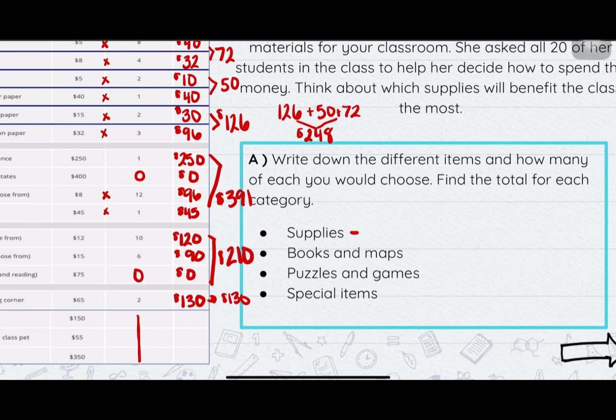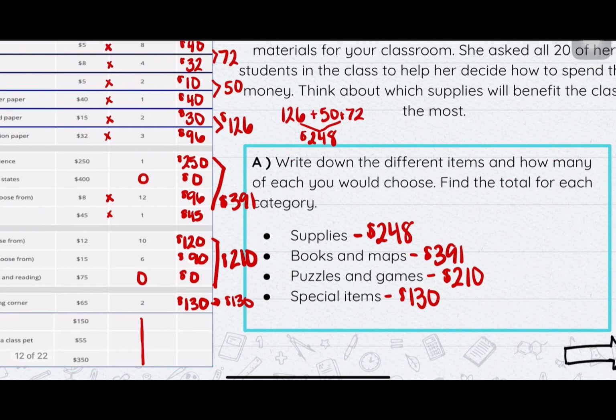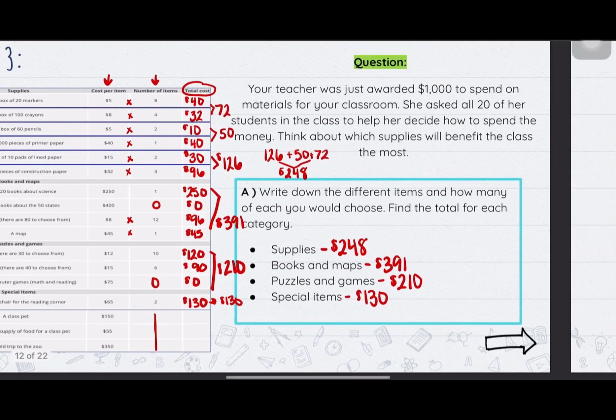Supplies, we had a total of $248. For books and maps, we had a total of $391. And for puzzles and games, we had a total of $210. Special items, $130. So let's move on to part B.